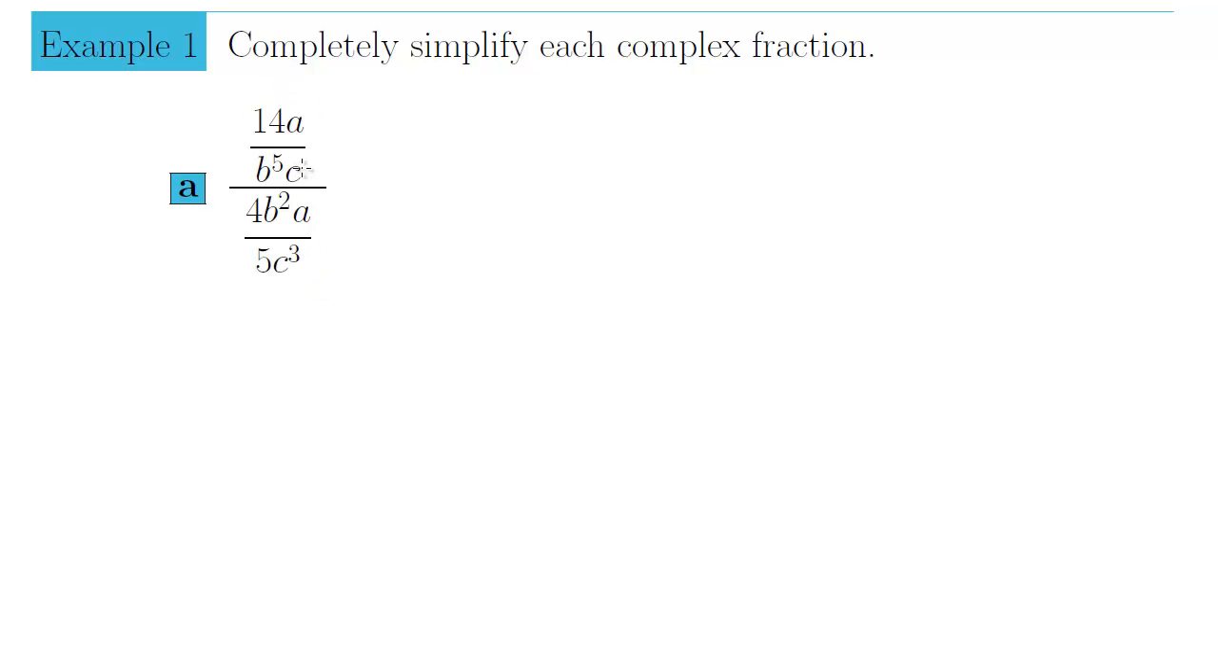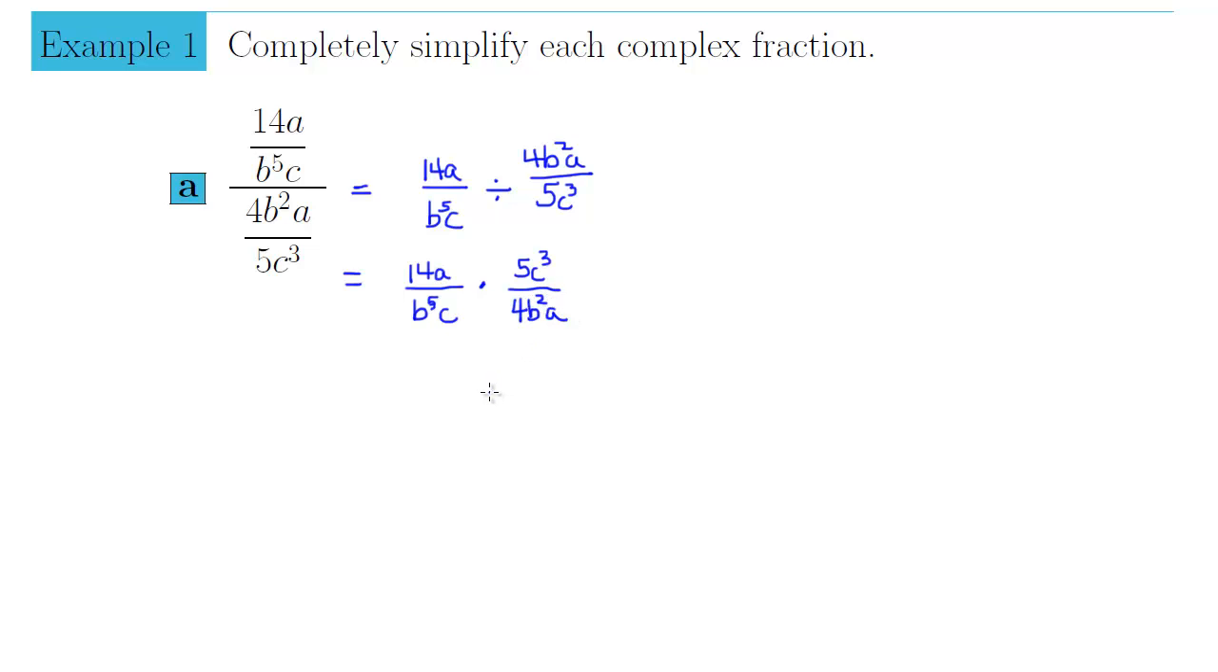Let me show you. Let's take our numerator, 14a over b to the 5th c, and let's divide by our denominator. I'm going to write the division horizontally instead of vertically. So we're taking 14a over b to the 5th c divided by 4b squared a over 5c cubed. These are equivalent. One's written vertically as division, and this one is written horizontally as division. But this allows me to see that when I divide two fractions, I flip the second one, invert the second one, and multiply. So let's rewrite our first fraction, 14a over b to the 5th c, and let's invert and multiply by our second fraction. Our second fraction, when inverted, becomes 5c cubed over 4b squared a.